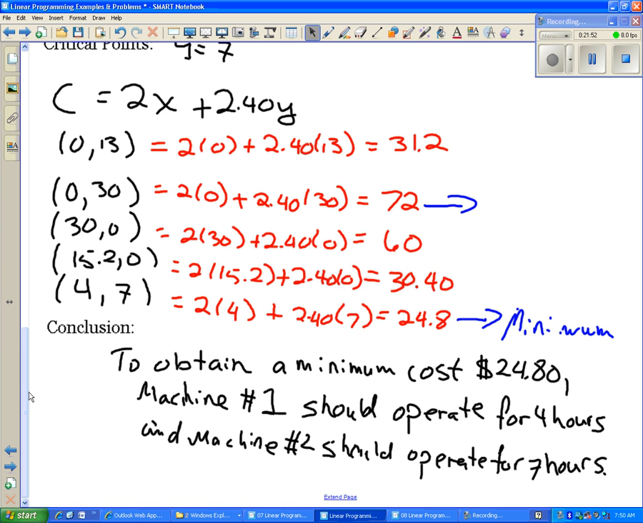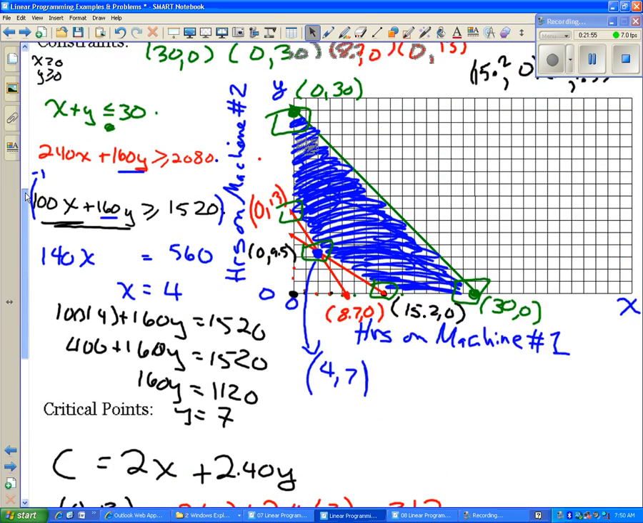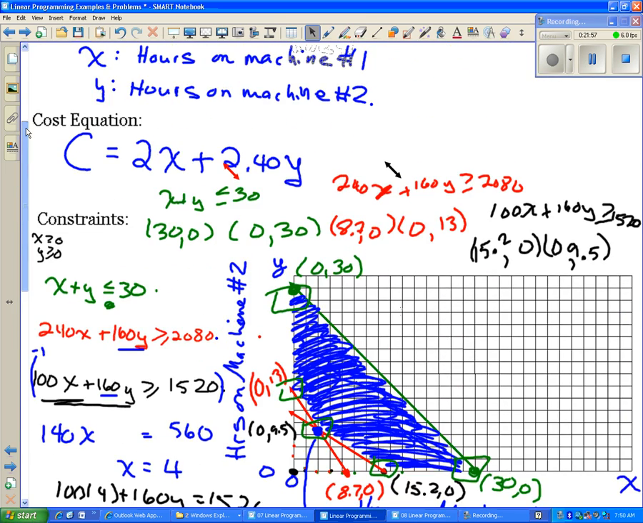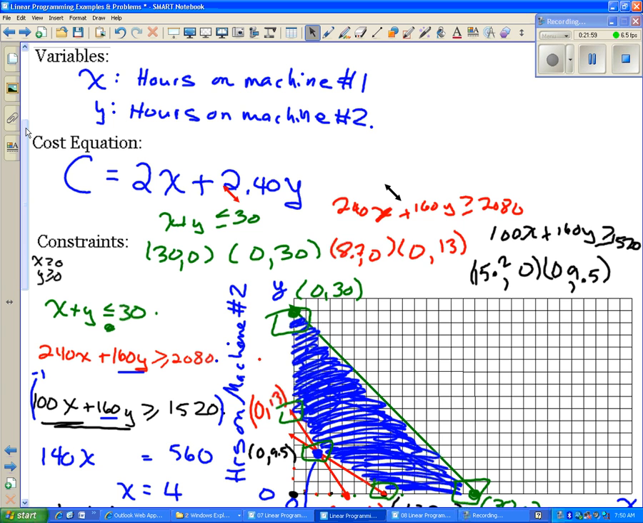Hopefully that is helpful. That makes sense. You can see how this works. Yes, these are long problems. Yes, they are time consuming, but yes, you are capable of doing these types of problems.